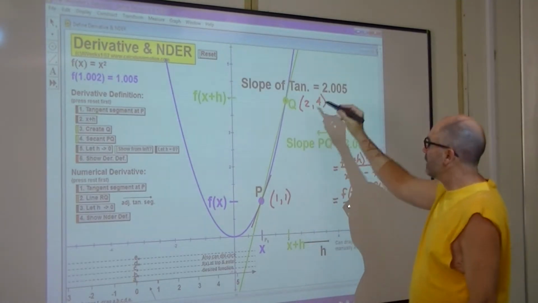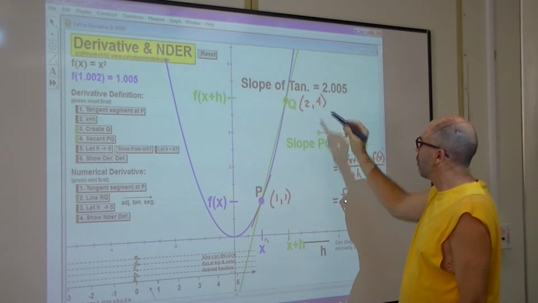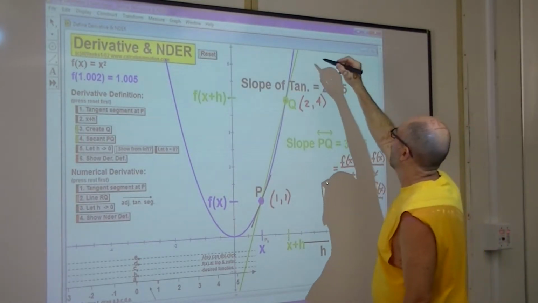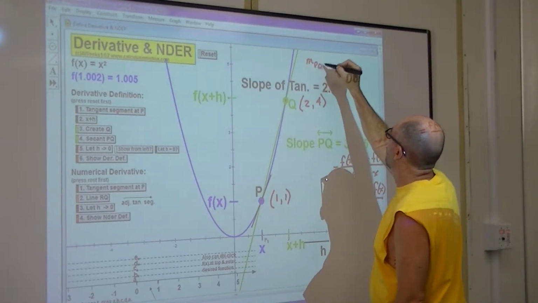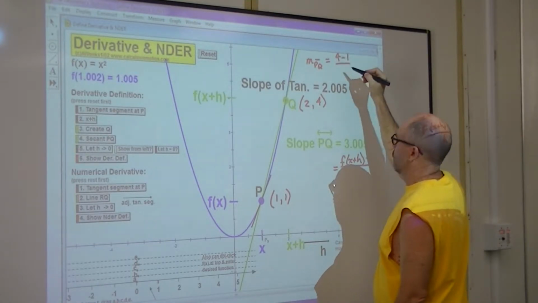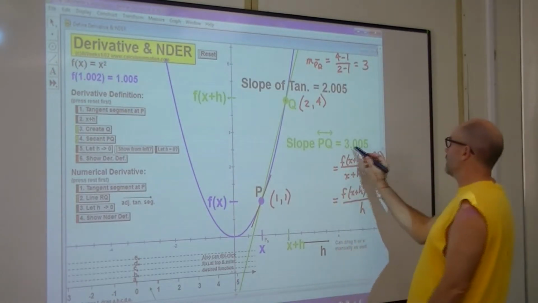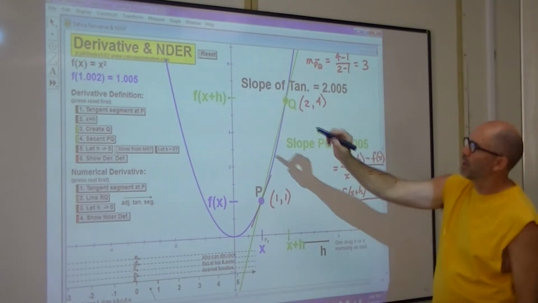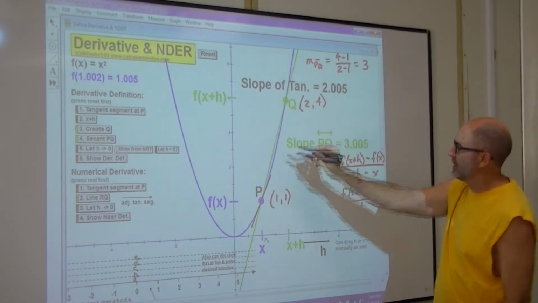So now if I have these 2 points, then the slope of PQ is going to be 4 minus 1 over 2 minus 1. So we'll say the slope of PQ equals 4 minus 1 over 2 minus 1, which equals 3. So it doesn't equal 3.005 according to our points. It equals 3.005 according to the points in the book. But that's the slope of my secant.